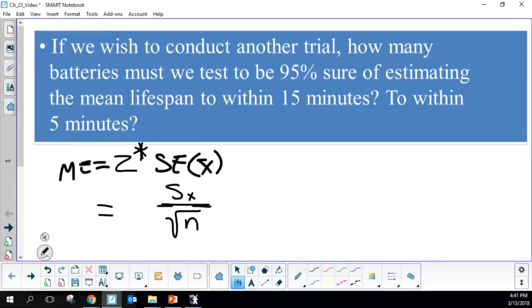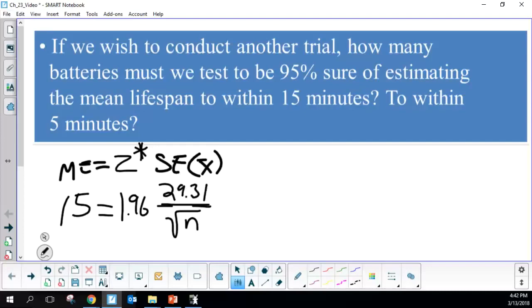So I use that for my initial value. Now the next question is, we said our margin of error is within 15 minutes, so I do know this side will be 15 minutes. And then my standard deviation, well, we're going to use what we had before. We had 29.31.